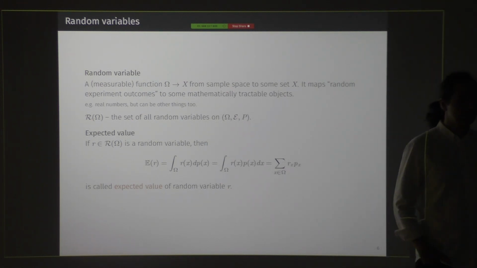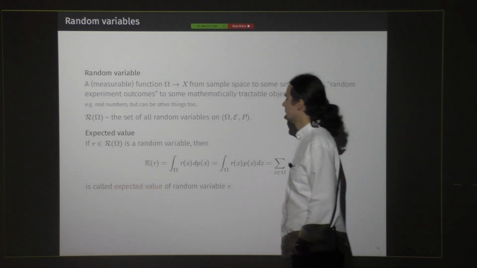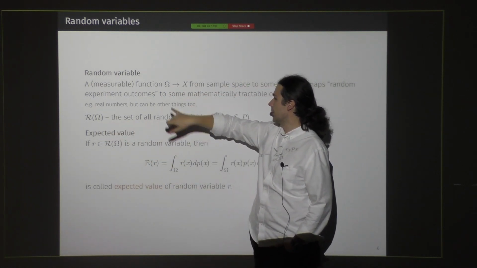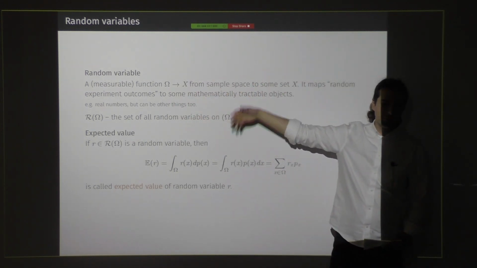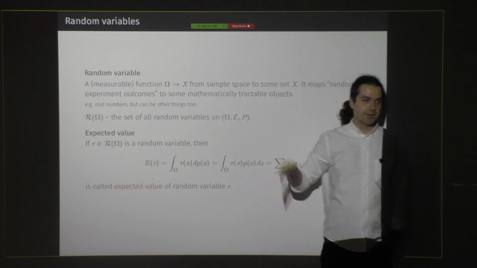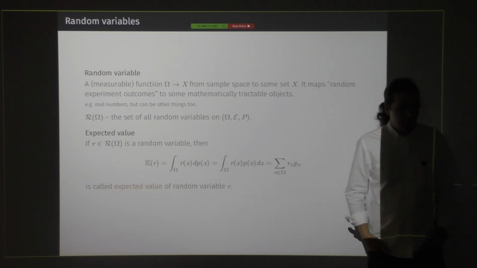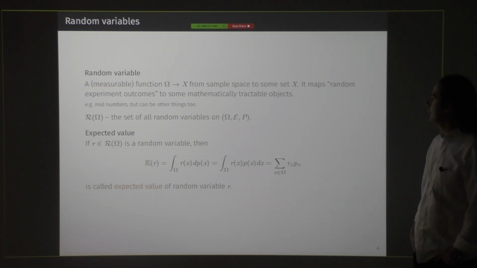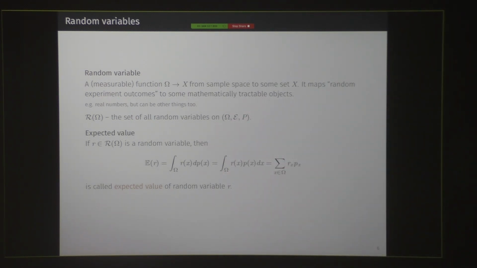Could you explain again what is R? R on omega, the set of all random variables? Yes, this is the set of all random variables, so the set of all functions from omega to x. I mean, they need to satisfy, all measurable functions, and x needs to be a measurable space and so on. So let's forget about the technical details. If we have a finite set, then... What is the other part of this sentence, omega, F, P? This is from the previous slide, the probability space.